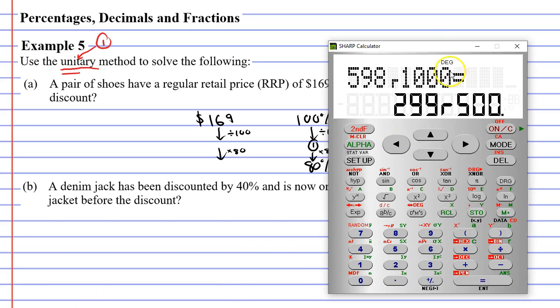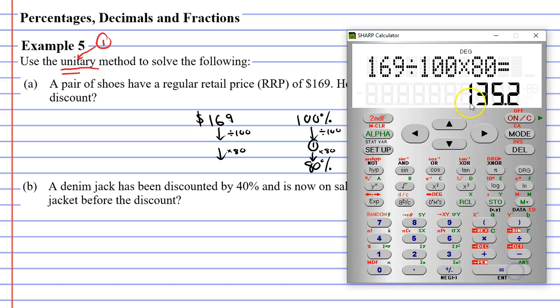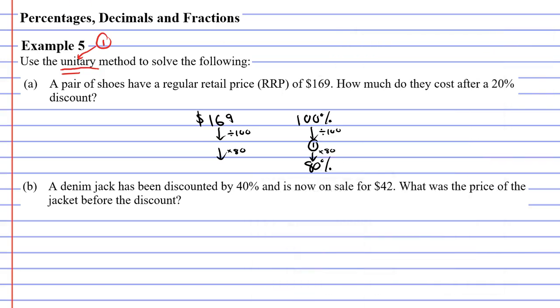So bringing up my calculator, I take 169, I divide it by 100, and then I times this by 80, and I get $135.20. Now $135.20 represents 80% of the original price, which represents a discount of 20%. So I've been able to answer question A.